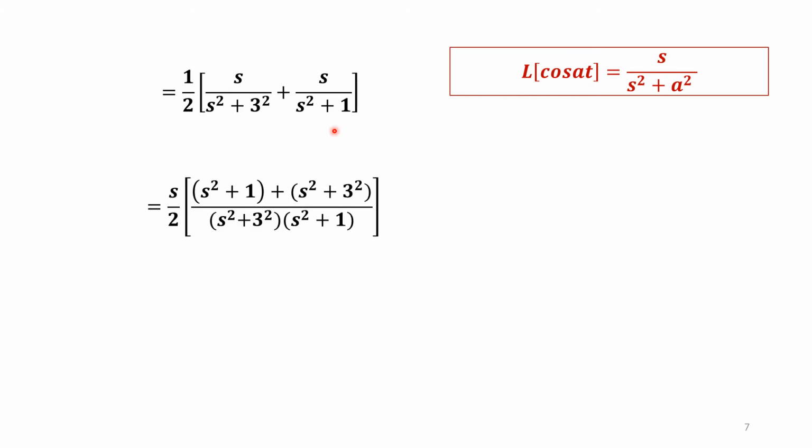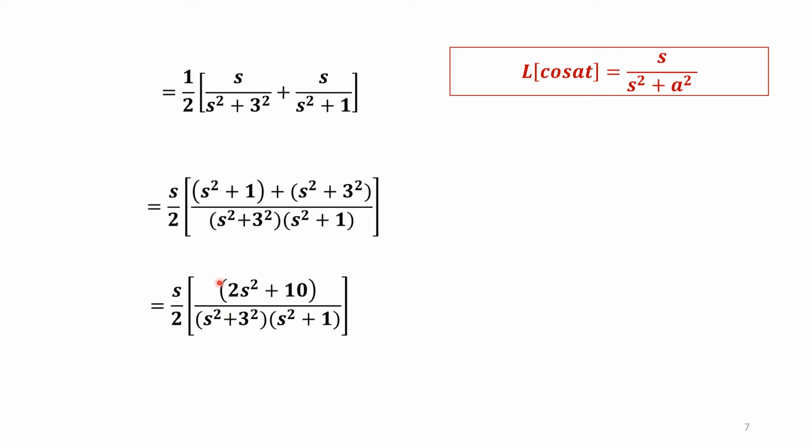We can cross multiply. So s can be taken common. So we will get 1 upon s square plus 9 and 1 upon s square plus 1. So cross multiply: s square plus 1 plus s square plus 3 square upon s square plus 3 square into s square plus 1, after taking s common. Now open this bracket. We have s square plus 1 plus s square plus 9. So s square plus s square will become 2s square, 9 plus 1 will become 10. So I can write 2s square plus 10 upon s square plus 3 square into s square plus 1.